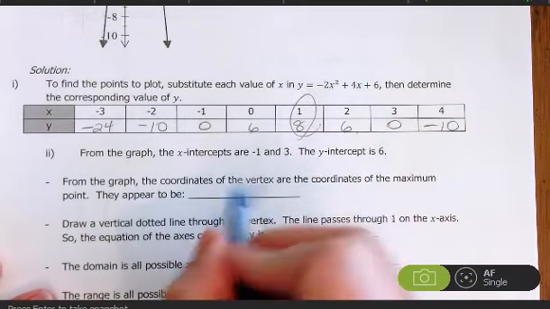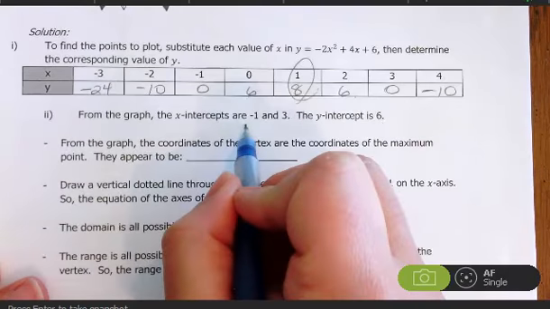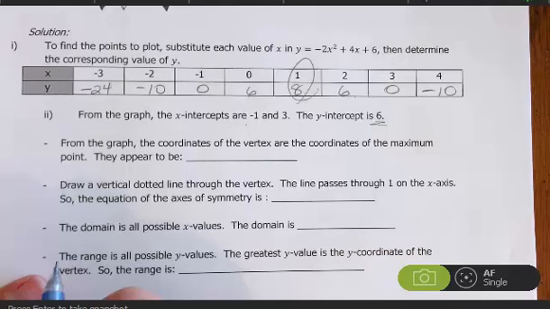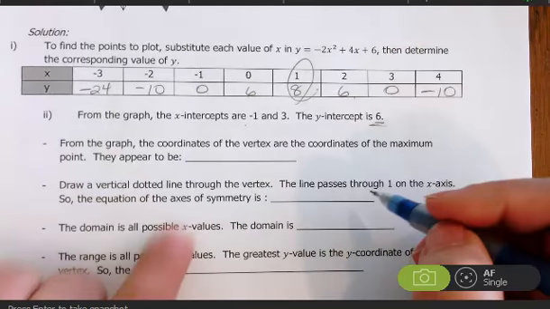All right, so we see the x-intercepts are that, and the y-intercept is this. Okay, so we're going to draw a vertical line.